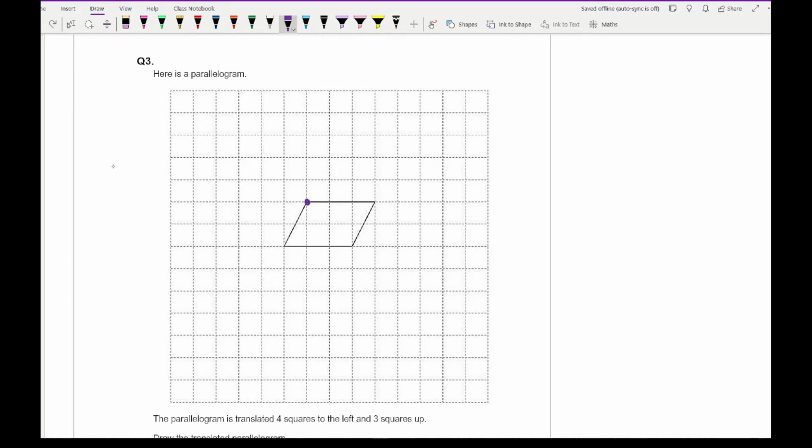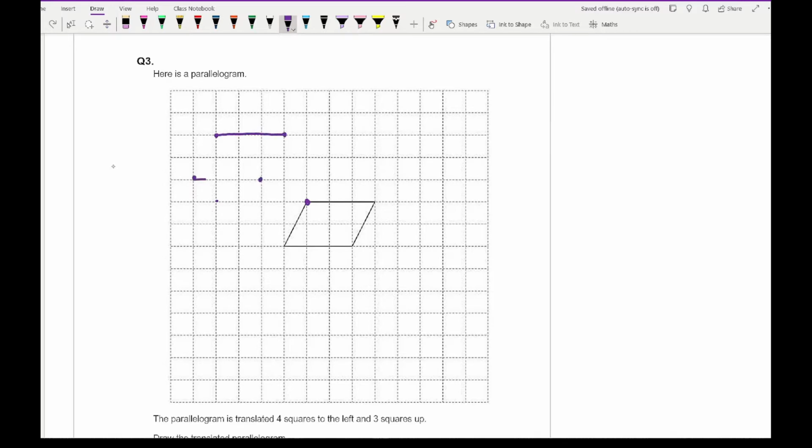I'm going to move it 4 squares to the left, so that's there, and then move it 3 squares up. So this is where the new place is going to be. Then if I repeat all the other points with that direction, then what I should find is that the parallelogram gets translated here.